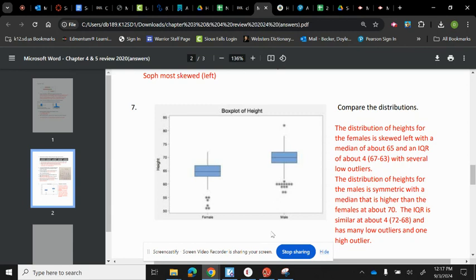Okay, then we addressed outliers. Both of them have outliers. Males have one high outlier, and we did it in context. That's 7 points, making sure you get the comparison of the spreads, comparison of the centers. Otherwise, it's basically 4 points for CUSS, 1 for context, and then 2 to compare those things.